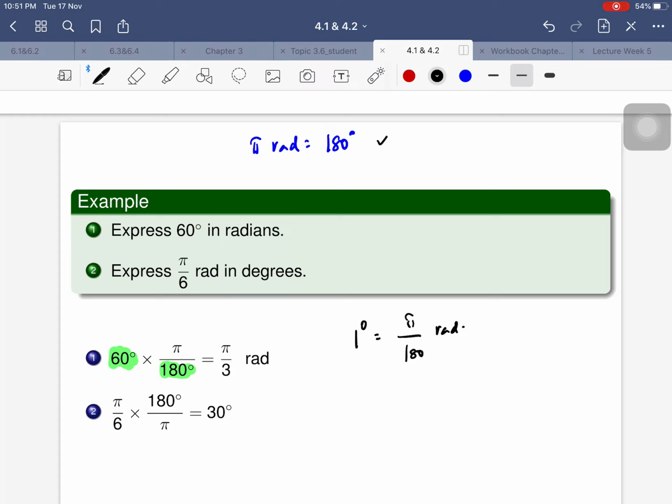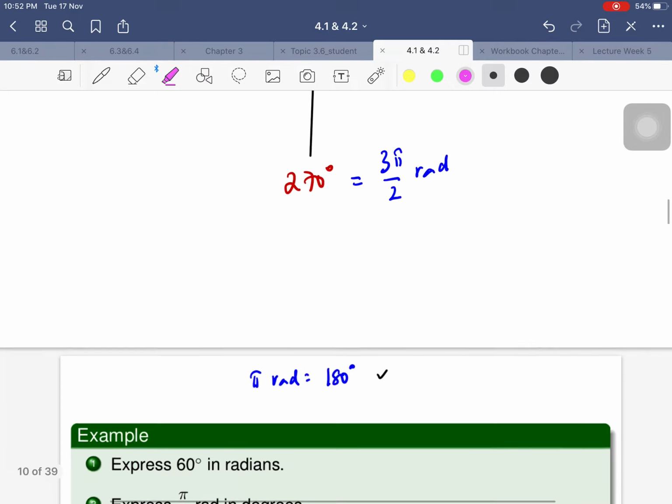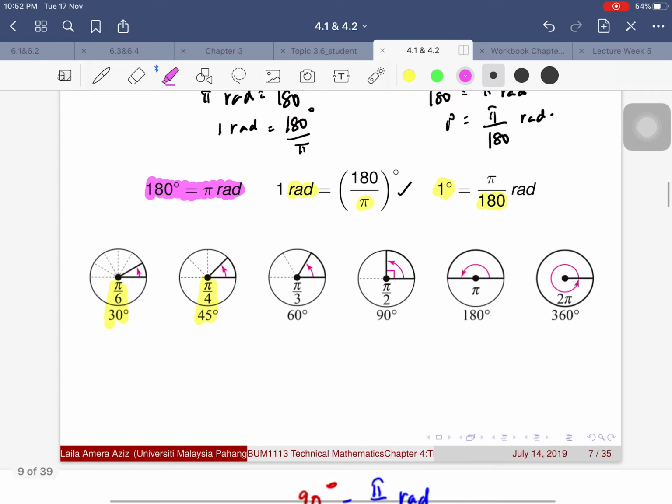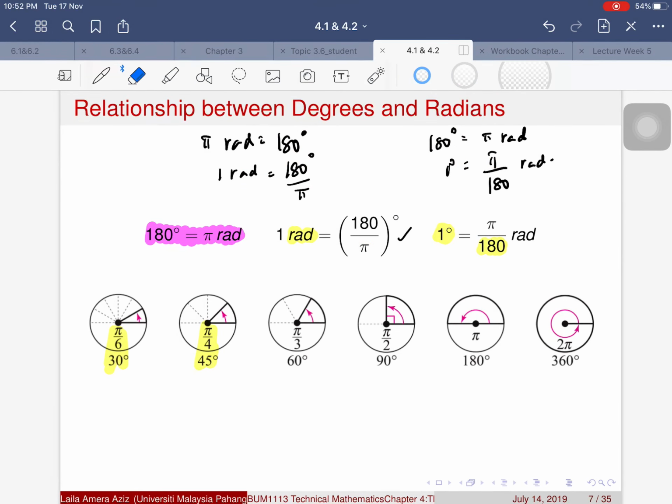Then here I have radian and I want to change it to be in terms of degree, so I'm going to multiply that by 180 degrees divided by pi, so that is converted to 30 degrees. Remember, if you want to change from radian to degree, you multiply by 180 over pi. When you change from degree to radian, it's going to be pi over 180 degrees.